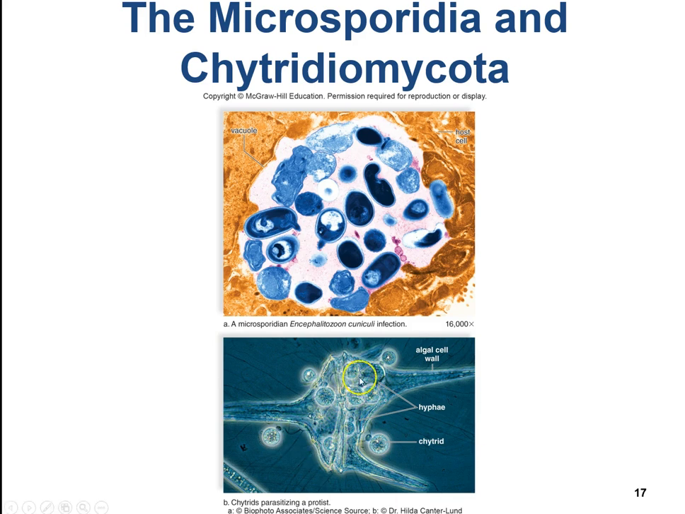So this is showing you chytrids parasitizing a protist. You can see the algae here, and then the chytrid all around here. So again, they can parasitize. We gave an example of frogs, but also protists as well.